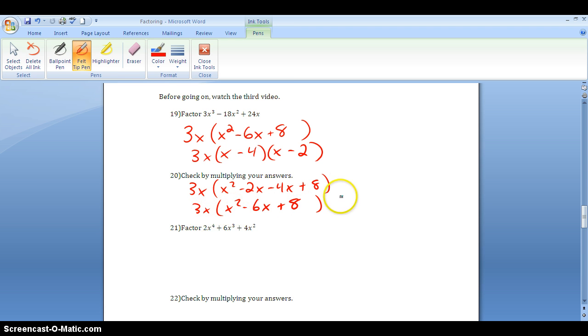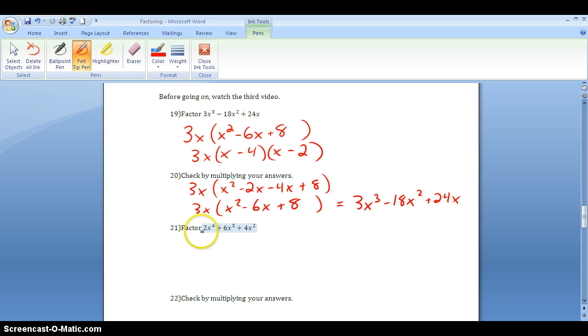All right, and now I can multiply the 3x through the whole thing. 3x times x squared gives me 3x cubed. 3x times minus 6x gives me minus 18. I've got an x and another x, that gives me x squared when they're multiplied. And then 3x times 8 is plus 24x. Is that what I started off with? Yes, it is.